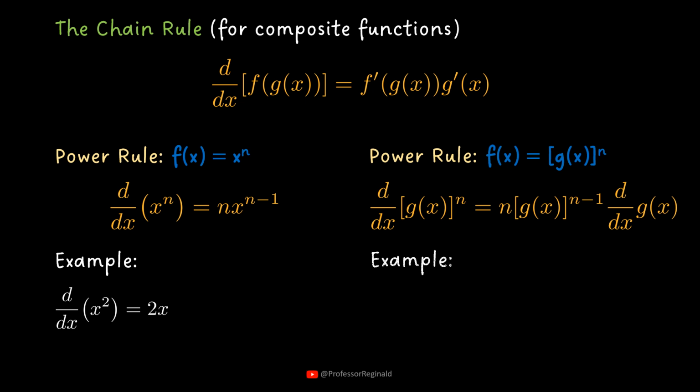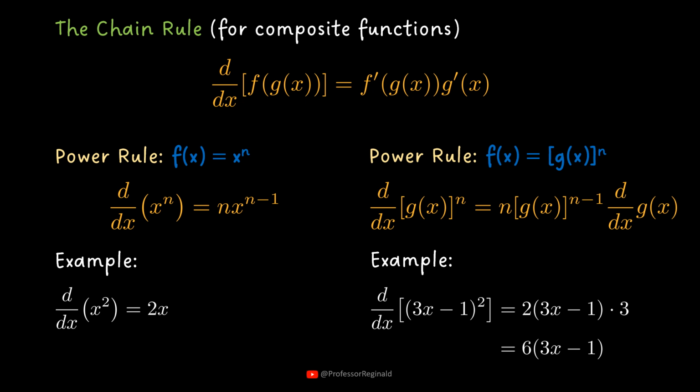As an example, the derivative of the square of quantity 3x minus 1 is equal to 6 times the quantity 3x minus 1. The chain rule is an advanced topic in differentiation, and it is discussed in another video. After differentiating, third, simplify the derivative. The following are some of the guidelines that can be applied to simplify the derivative.